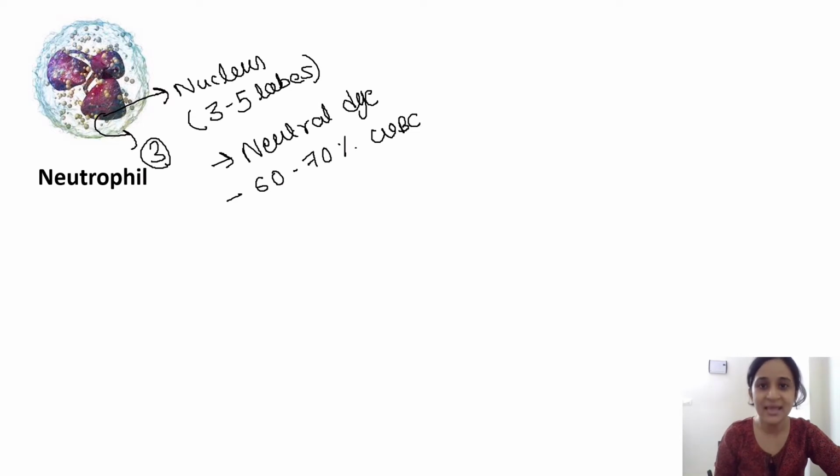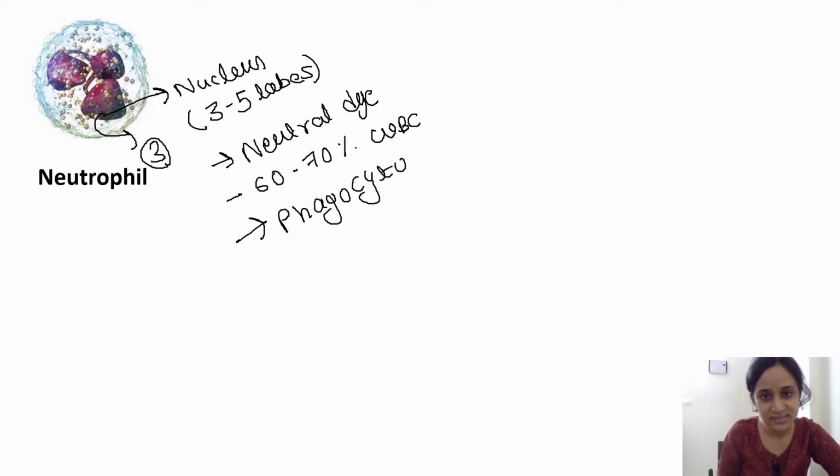And neutrophil helps in destruction of pathogens via phagocytosis. So this is important to know that neutrophil destroys pathogens via phagocytosis. Neutrophils are the ones that reach the site of infection quickly when the immune response is triggered, and thus help in fighting against foreign particles by ingesting them.